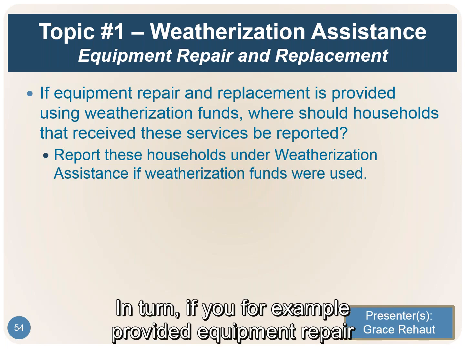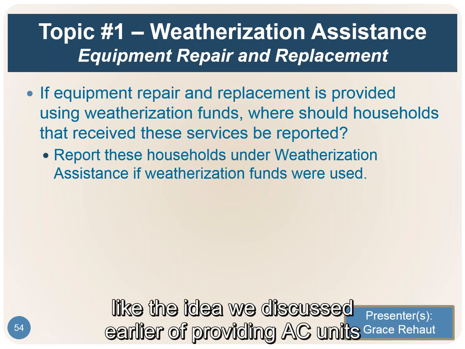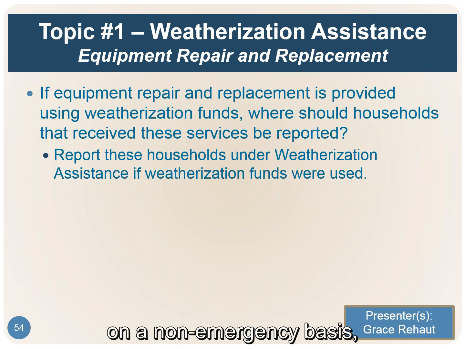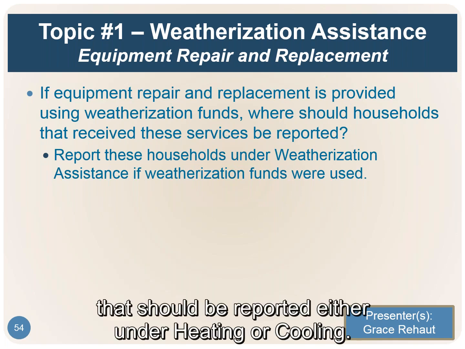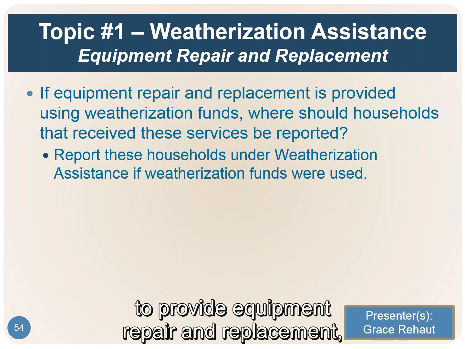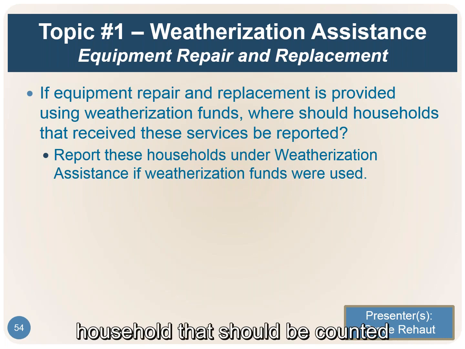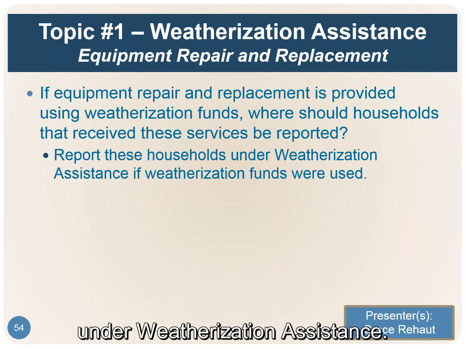And in turn, if you, for example, provided equipment repair or replacement using heating or cooling funds, like the idea we discussed earlier of providing AC units on a non-emergency basis, that should be reported either under heating or cooling. So again, if you're using weatherization funds to provide equipment repair and replacement, that is the only type of equipment repair and replacement household that should be counted under weatherization assistance.